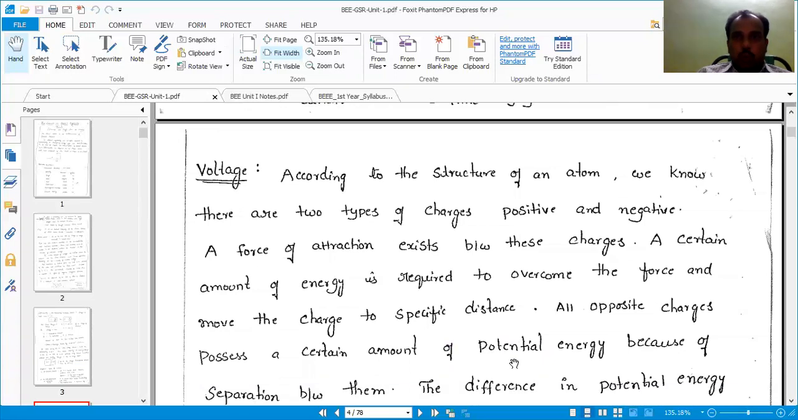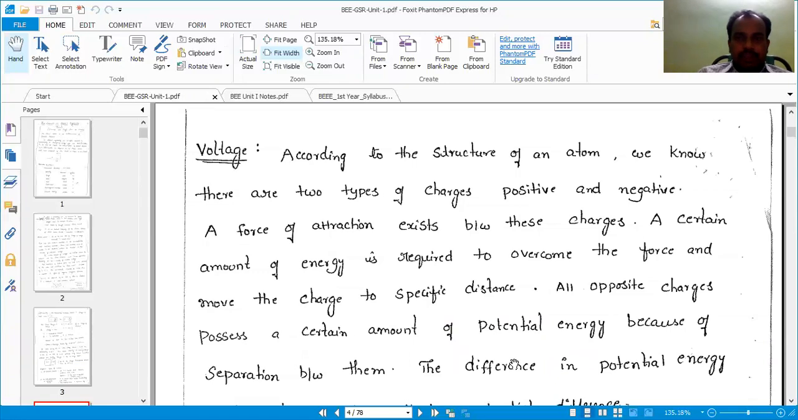The second one is voltage. Voltage is simply defined as the potential difference between two points. According to the structure of an atom, you know that there are two types of charges: positive charges and negative charges. A force of attraction exists between these charges.